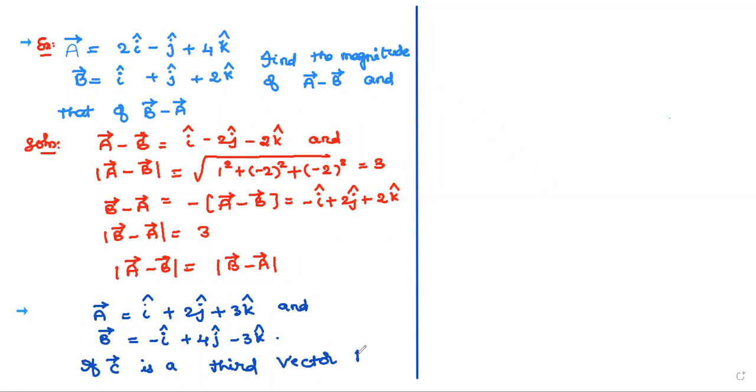then 2a bar minus 3b bar minus c bar equals 0. He has given this information. Okay. 2a bar is multiplied with a scalar number, so it is commutative law. Okay. Sorry, not commutative law, distributive law. And this is 3b bar multiplied with a scalar, again distributive law. Minus c bar equals 0. Then he wants to find the magnitude of c bar.